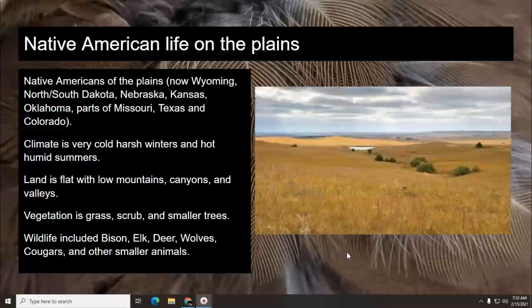The land itself is flat. It has low mountains and canyons and valleys, but like you see in the picture here, it's pretty much a flat area. The vegetation is grass and scrub and smaller trees. This was really good for the megafauna, the wildlife that included bison or buffalo, elk, deer, wolves, cougars, and other smaller animals. Everything that you could pretty much think of. Bears.